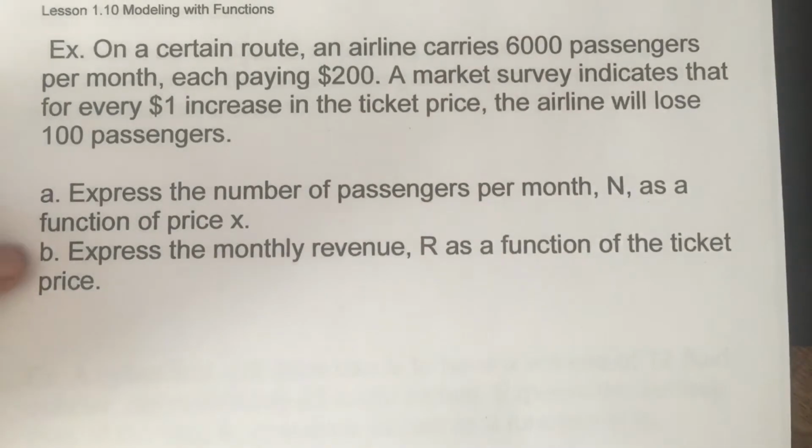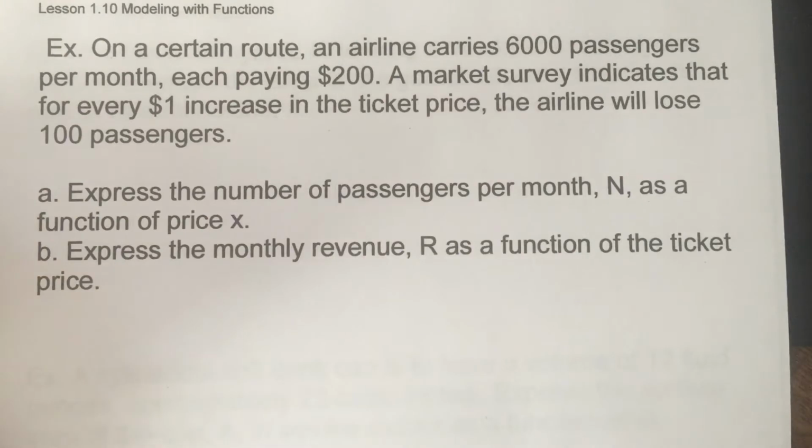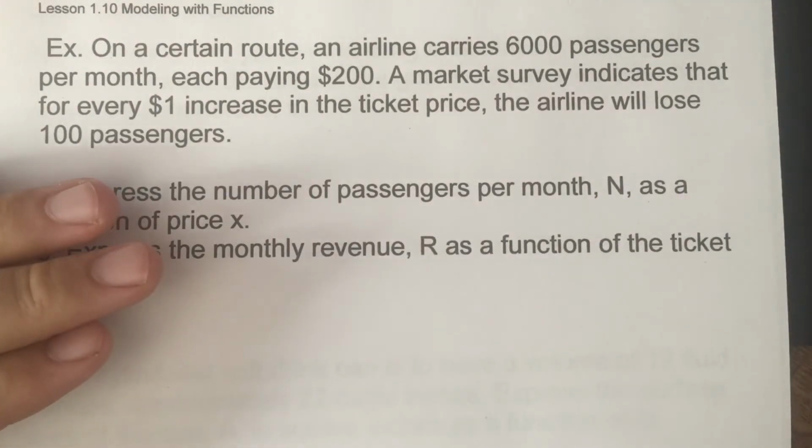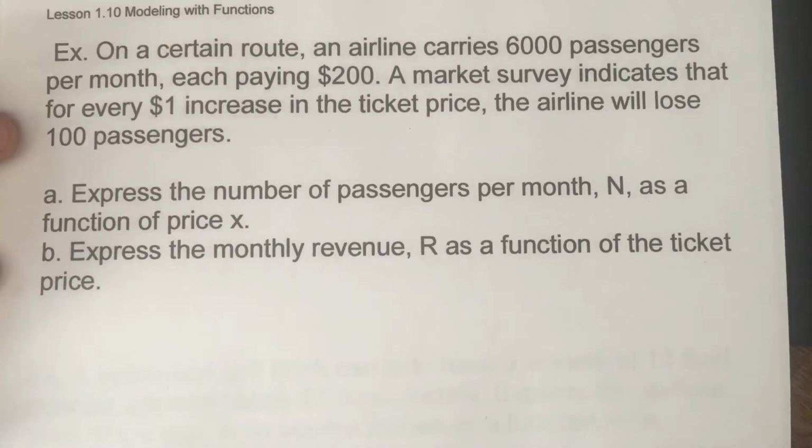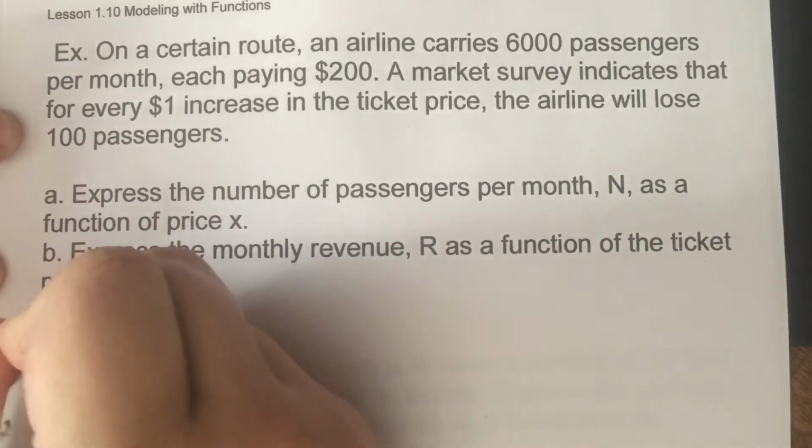And so they're going to come up with equations like this to determine what's the max we can charge so that we get our best profit from selling these things, or whatever the case may be. Here it's tickets for the airplane. So express the number of passengers per month n as a function of price x.